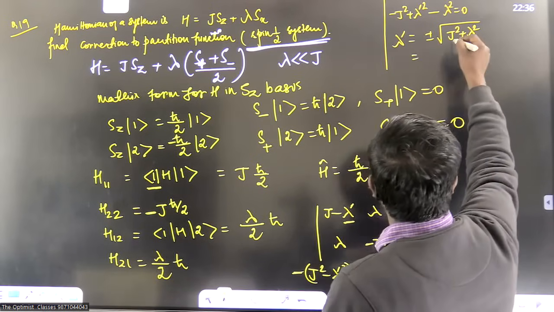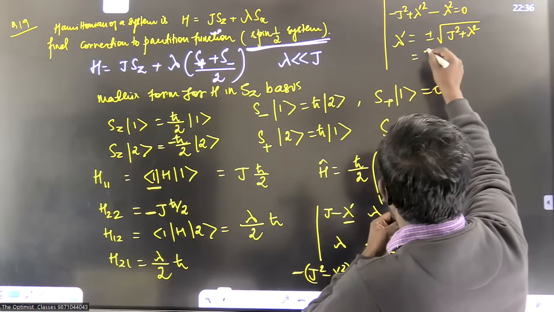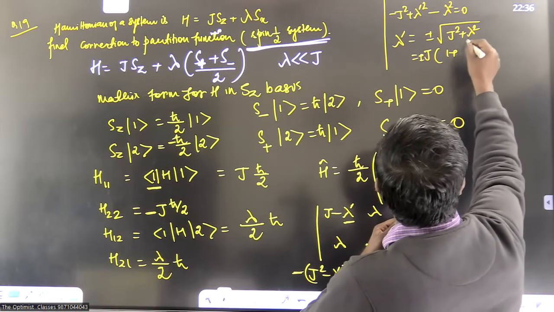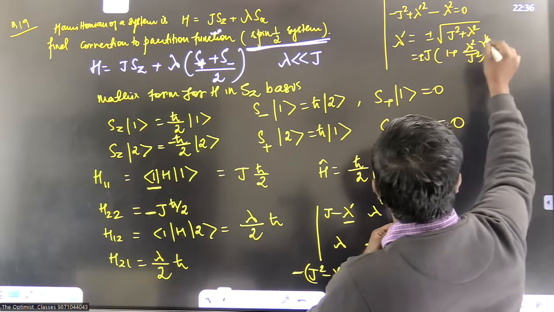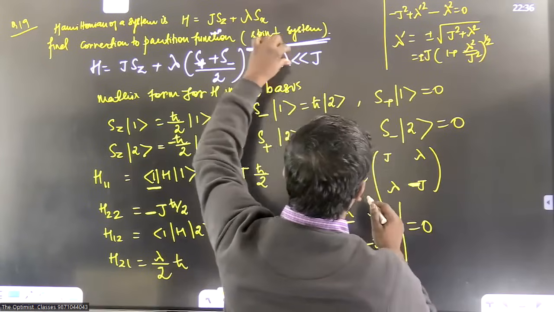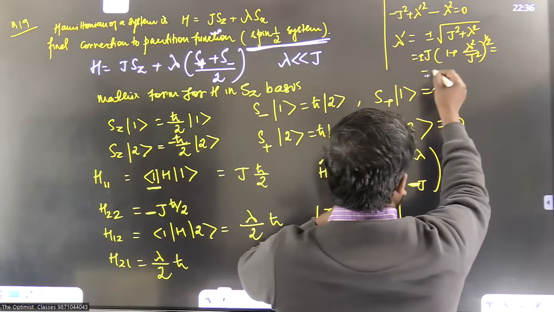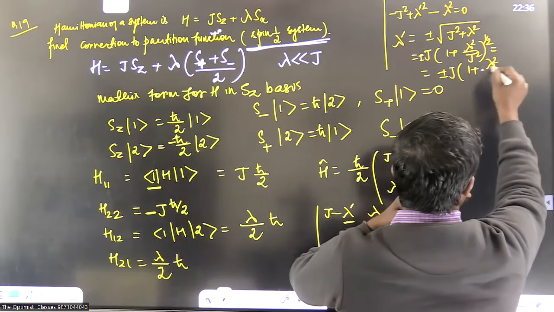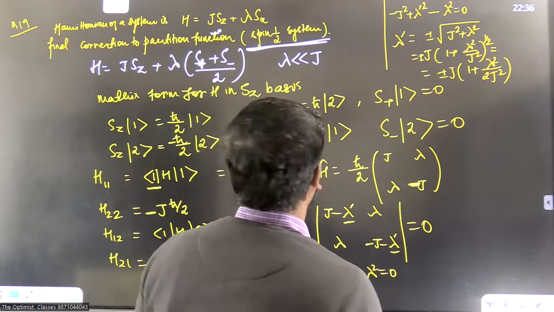Since J is much bigger than lambda, what we'll do is take J outside. So you get here plus minus J, and here you get 1 plus lambda square by J square to the power 1 by 2. Since J is very big in comparison to lambda, we will take the binomial expansion here. So we'll get plus minus J, and here 1 plus lambda square upon 2J square. Okay, that's what we have.